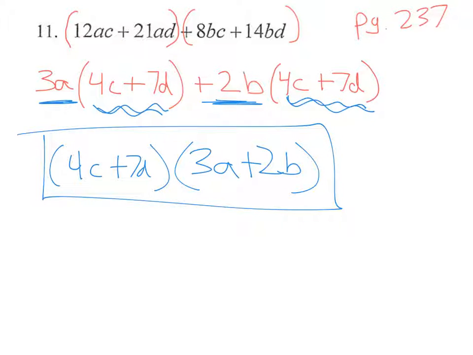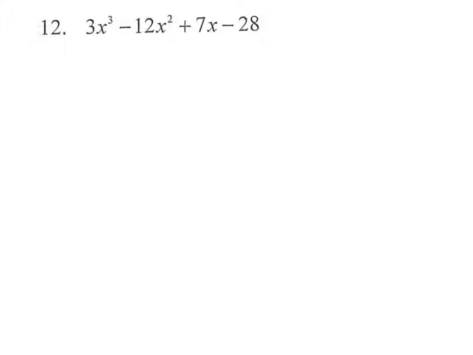And what I've done is I've factored that by grouping, as the method we call that. Right? And if I were to distribute this all back out, 4C times 3A, 4C times 2B, 7D times 3A, 7D times 2B, I would get my original problem, number 11 there. Okay? So pause the video, make sure you're understanding that problem, and then we're going to move on to number 12.